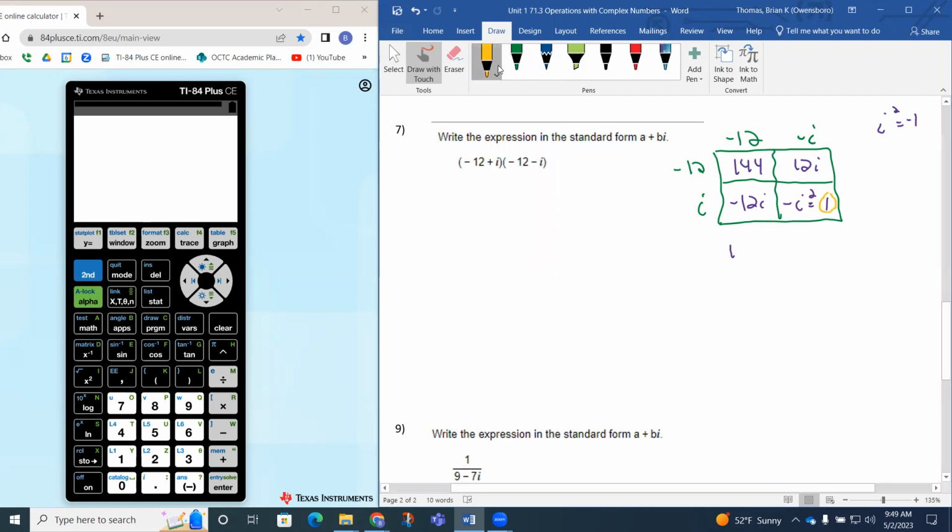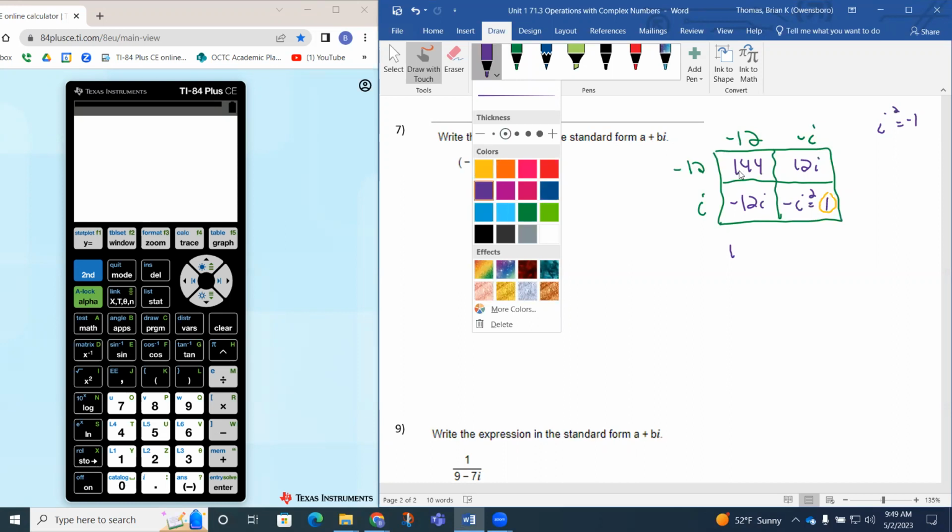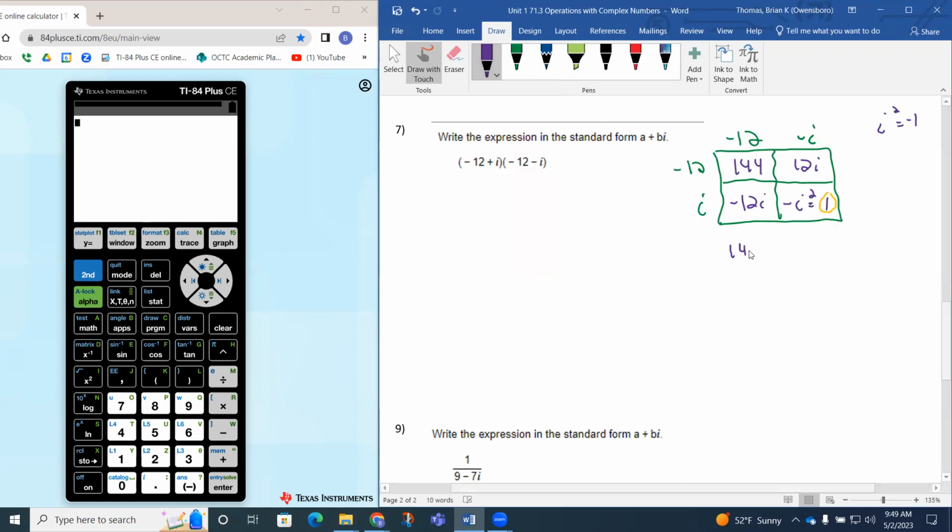So as we move forward, notice that the 144 can actually be added to the 1. This actually will give us 145. And notice that 12i and -12i, that's a zero pair. They're actually going to zero out. So the only thing we really have is a real number. Okay, so 145 would be our answer.